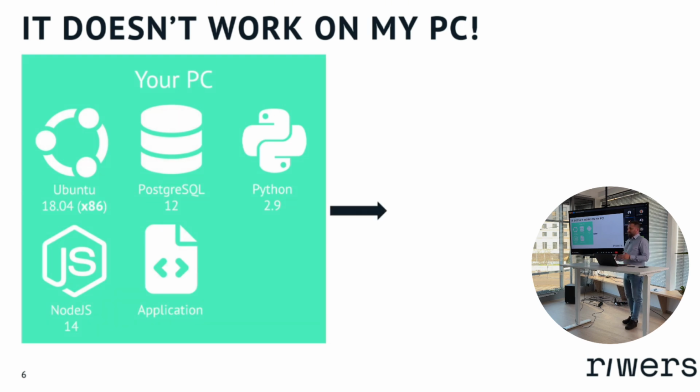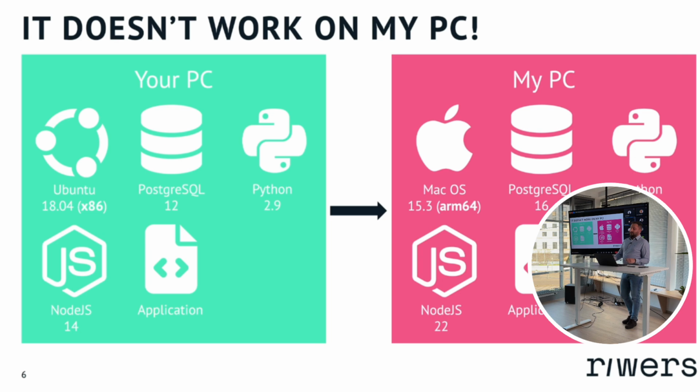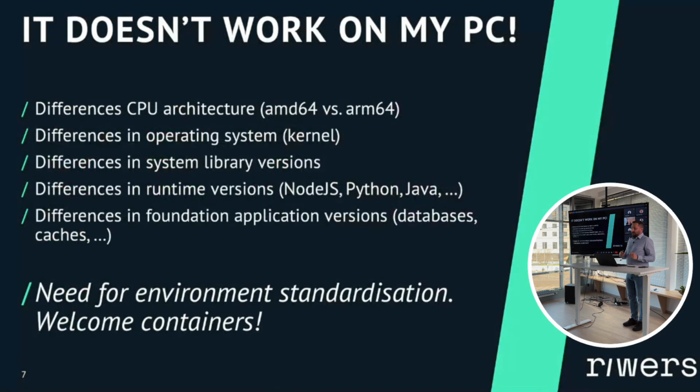But when you transfer it to the target, which, let's say, runs macOS on a different CPU architecture with different versions of these packages, it might not run as well. There are several differences that there could be between PCs or virtual machines. One of them is, for example, CPU architecture, where you might get standard AMD or x86 architecture, or you might have ARM processors. There's difference in operating system, differences in kernel, and differences in system libraries, which are in the user space of the operating system.